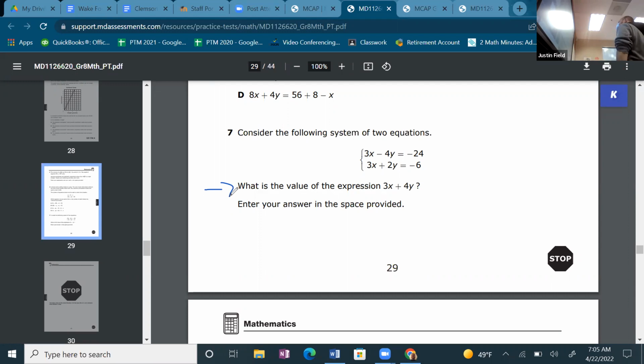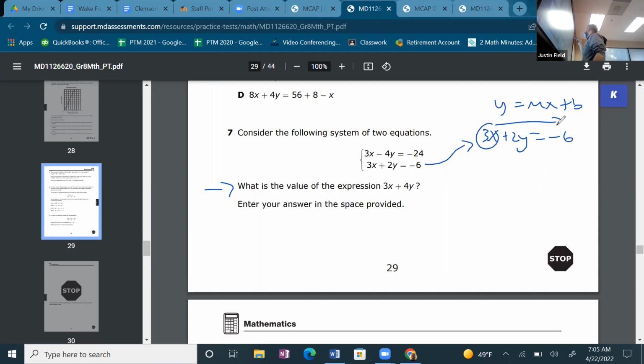What form are both these equations? Standard. So in our class, we want to move one into slope intercept form. Let's take the second one and put it into slope intercept. Which side does the 3x need to go on? We need to move it over because y equals mx plus b. When we move it over, what does it become? Negative 3.